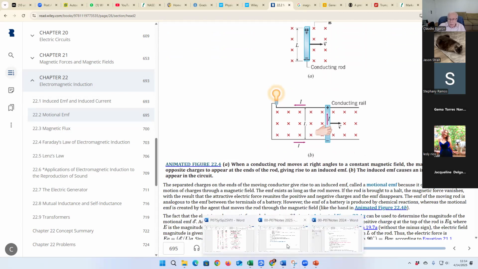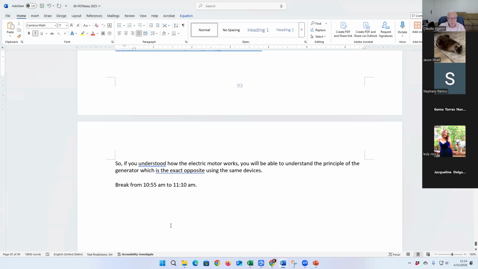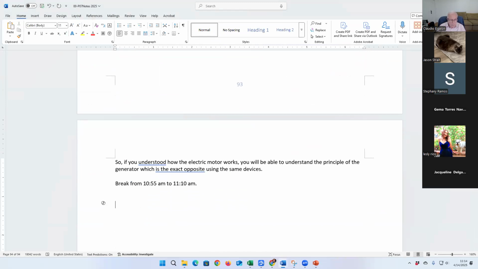So consider a closed circuit whose area is changing, whose area changes. It's better if we can make a drawing here.